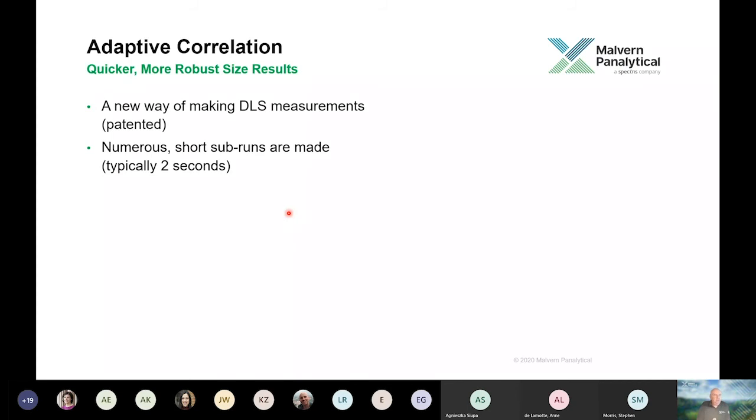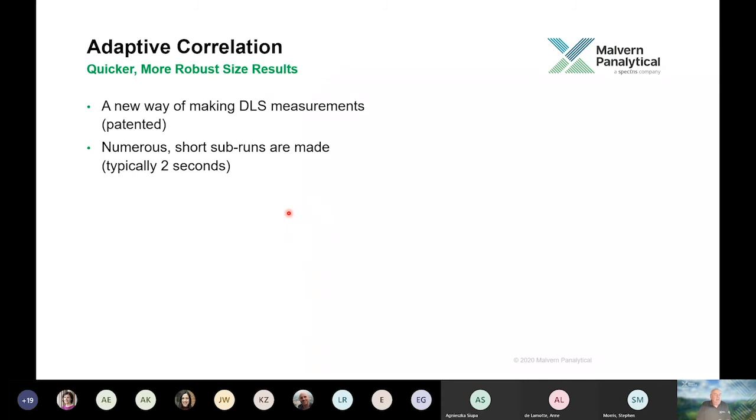So these schematics that we've always had in our software over the years, we're trying to minimize their influence on the measurement. So in the Nano, we take 10-second subruns, and we combine a certain number of those subruns. Some subruns we throw away in the Nano software. They've gone. We cannot recover them. Now, in this adaptive correlation, we don't throw anything away.